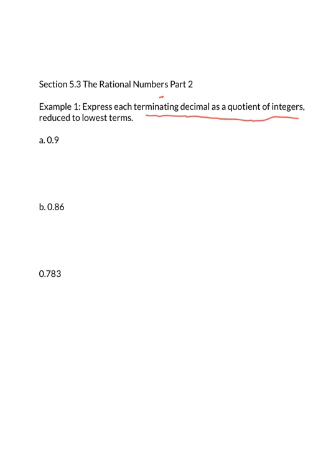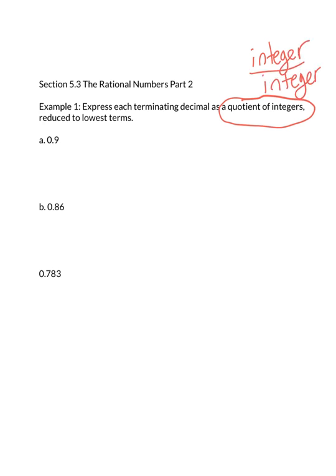A lot of times in math, they make the directions sound harder than they need to be. So when I see "express your decimal as a quotient of integers," well, quotient means division. So if I have a quotient of integers, it means I have an integer divided by another integer. Looking at that, really, that's just a fraction. So translating these directions of example 1, really just rewrite your decimal as a fraction that's reduced. You wish they would just say that, I know, but unfortunately they don't.